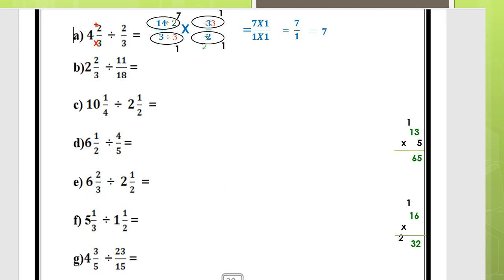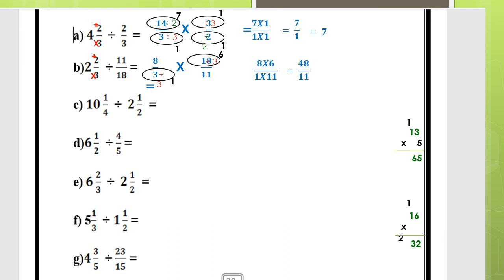2 and 2/3 divided by 11/18. Okay, change to an improper fraction. 3 times 2, which is 6, plus 2, which is 8. So it's going to be 8/3 times 18/11. None of them are together. No. 3 and 18 are together in table 3. So I'm going to divide by 3 up and down. 18 divided by 3, which is 6. 3 divided by 3, which is 1. So 8 times 6, which is 48/1 times 11, which is 11.